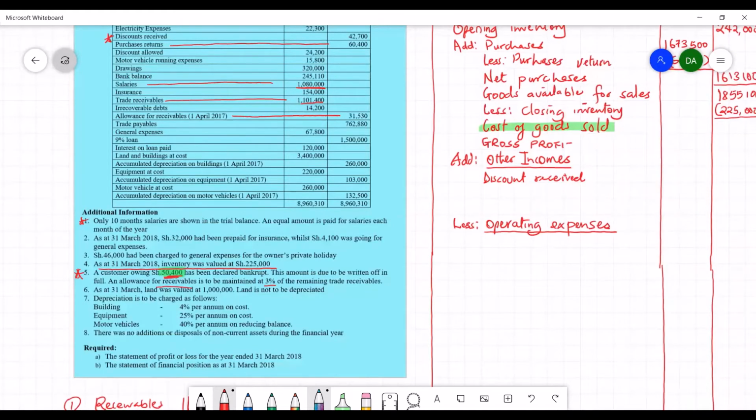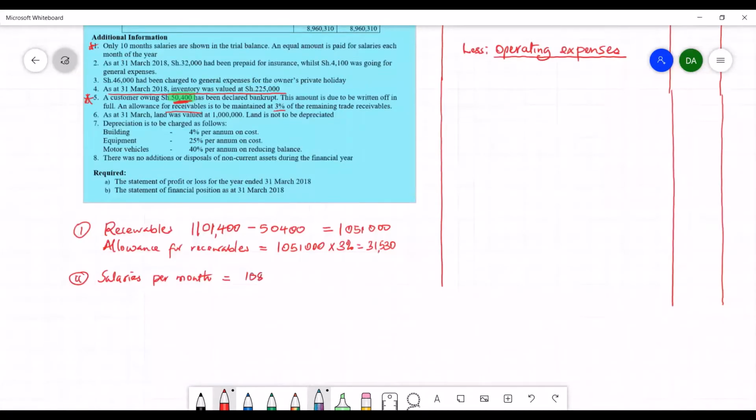1,080,000. So we have 1,080,000 for the salaries for 10 months. So divide it by 10 so that we get the salaries per month, and the salaries per month will be 108,000. That is salaries per month. So if salaries per month is 108,000, then for 12 months, so salaries for the 2 months which has not been added is going to be 216,000.